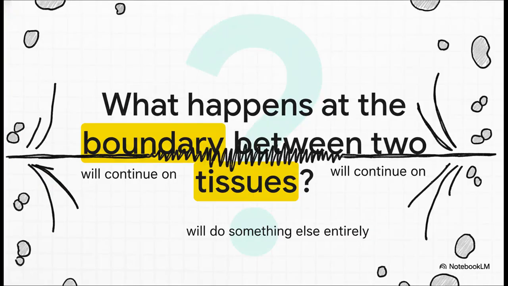So picture this. A sound wave is traveling along, happy as can be, and then bam, it hits a boundary. It's going from, say, liver to kidney. What happens? Well, two things. Part of that wave is going to keep going, pushing deeper, but another part of it is going to bounce back, like an echo in a canyon. And that echo, that's the part we're listening for. That's the signal that builds our image.